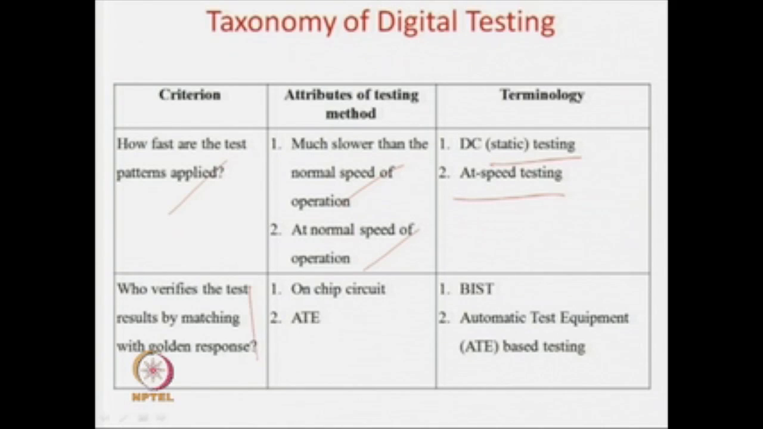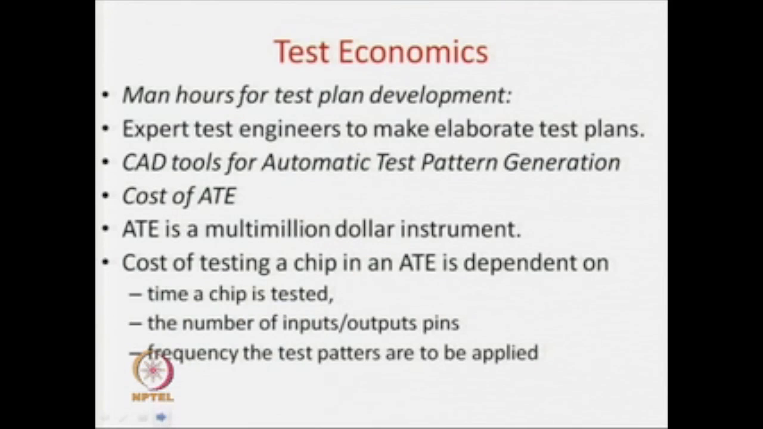Now, again, who verifies the response of the output? There should be something that matches the golden response. In case of automatic test equipment, the equipment does everything, but in case of BIST, that is a circuit or online tester, or built-in self test, there should be an on-chip circuit, because in BIST the chip is doing the testing. In case of online testing, the circuit on chip is doing the monitoring. So, in this case, the response analyzer sits on the chip. If the one who matches the golden response is on chip, you can call it BIST or online testing, and in case of ATE, it is ATE based testing. The equipment will do everything for you.